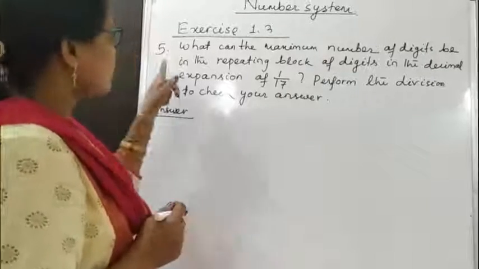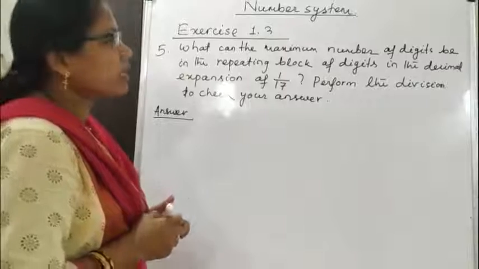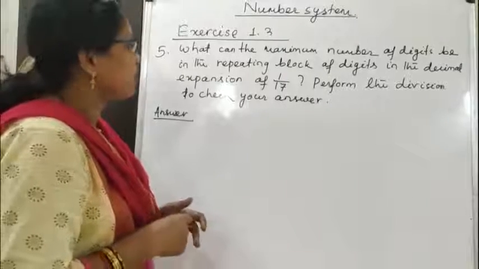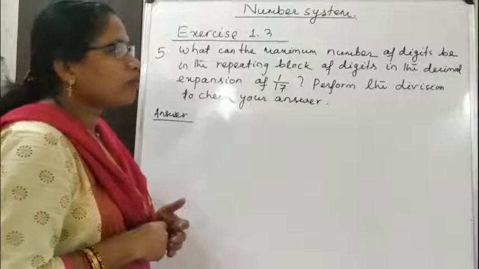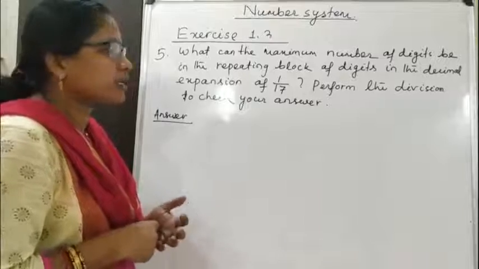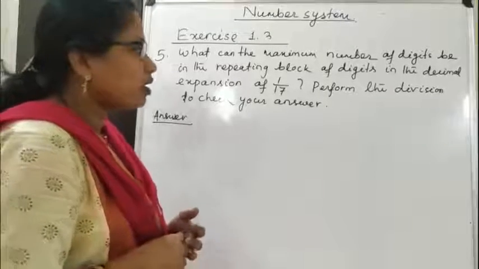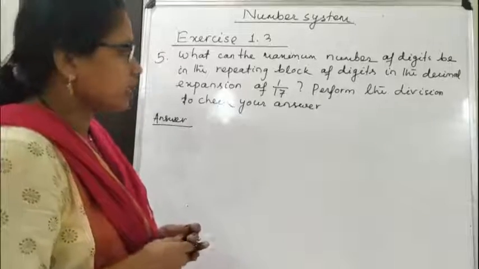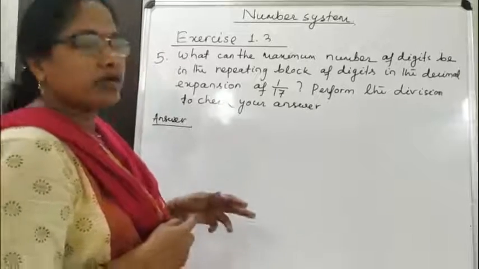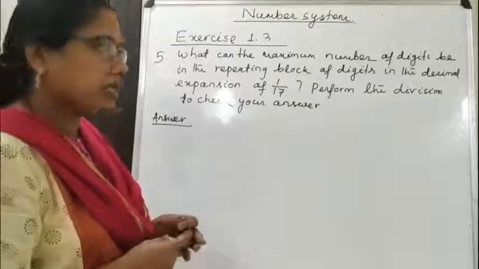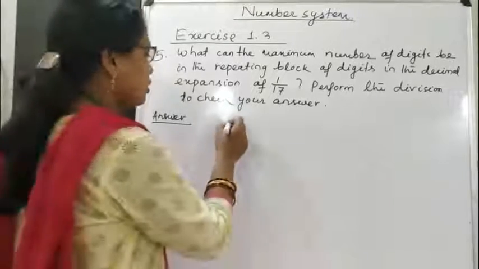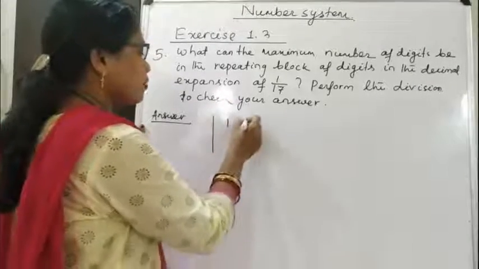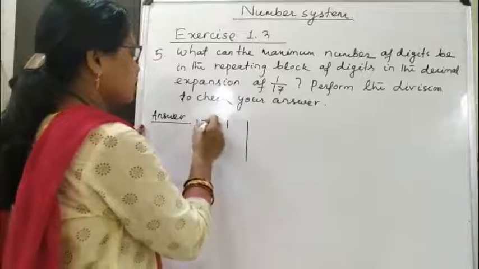So next question number 5. What can the maximum number of digits be in the repeating block of digits in the decimal expansion of 1 by 17? Perform the division to check your answer. So let us check it. Let us find the decimal expansion of 1 by 17. So here we have to divide 1 by 17.